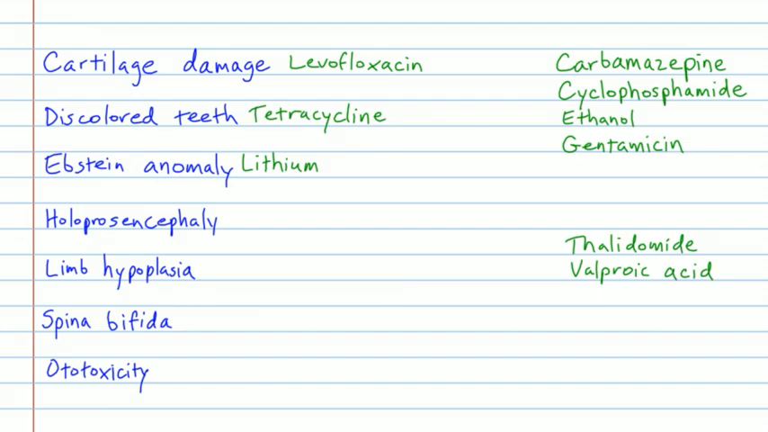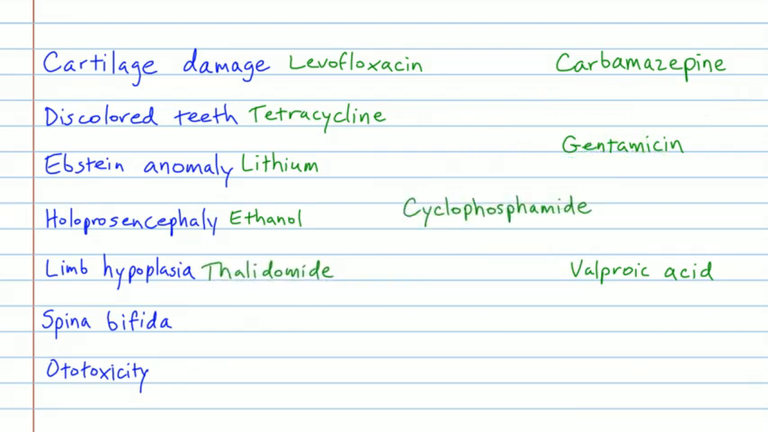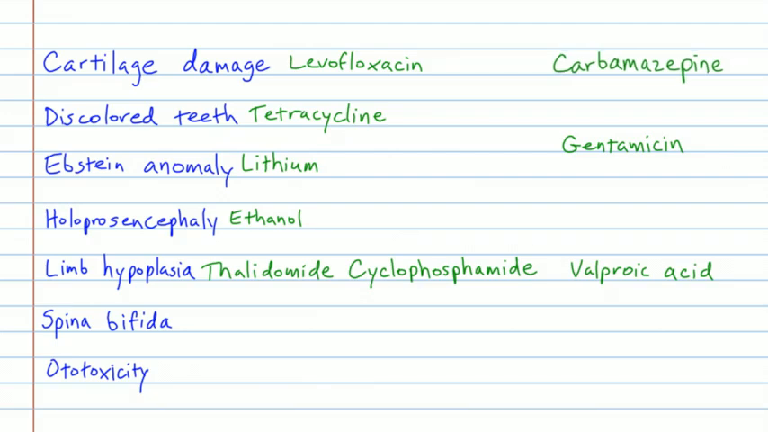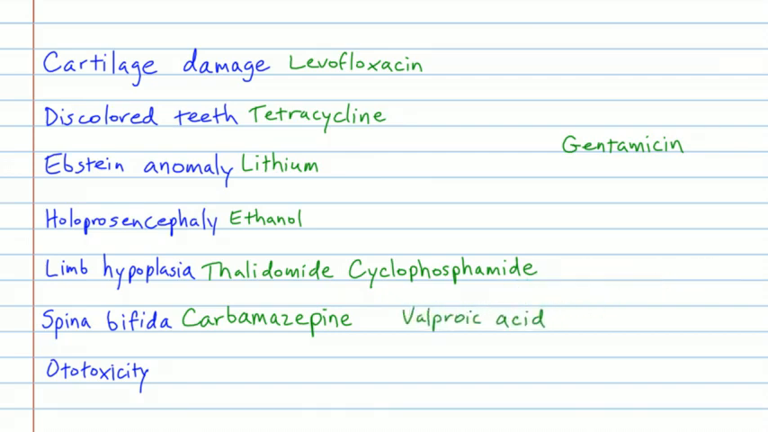Holoprosencephaly, remember that's where the brain hemispheres don't separate properly. We said that can be associated with maternal ethanol use. Limb hypoplasia, now lots of things can cause limb hypoplasia, but we mentioned it specifically with thalidomide and also with cyclophosphamide. Then spina bifida, remember spina bifida is a neural tube defect. We said that when you hear neural tube defect, I want you to think folate deficiency. But the drugs listed here that also cause neural tube defects are the 2 anti-epileptics, carbamazepine and valproic acid. And then the last one here is ototoxicity, which is due to aminoglycosides. And the only aminoglycoside we have listed here is gentamicin.